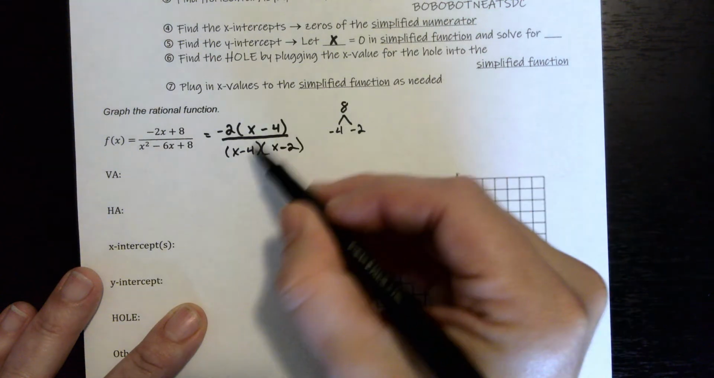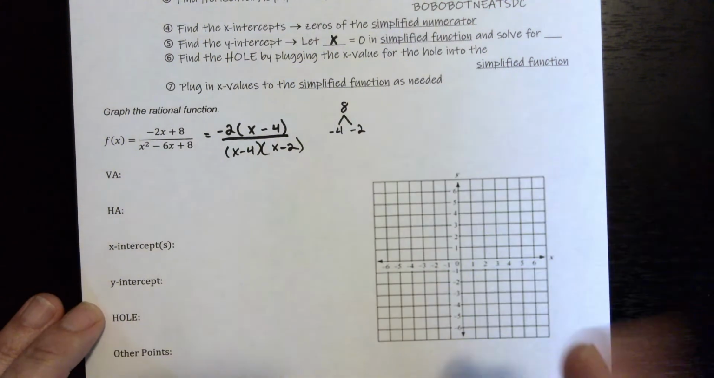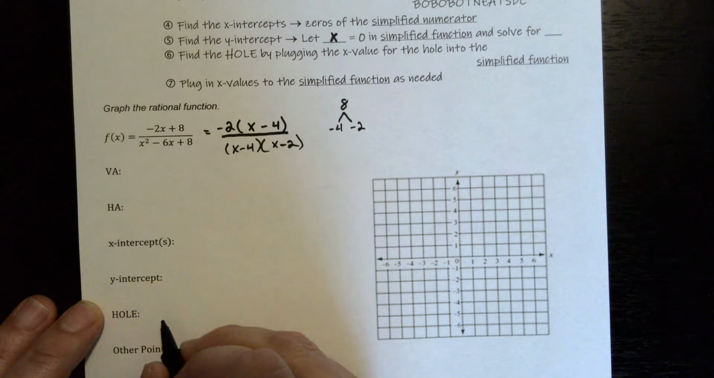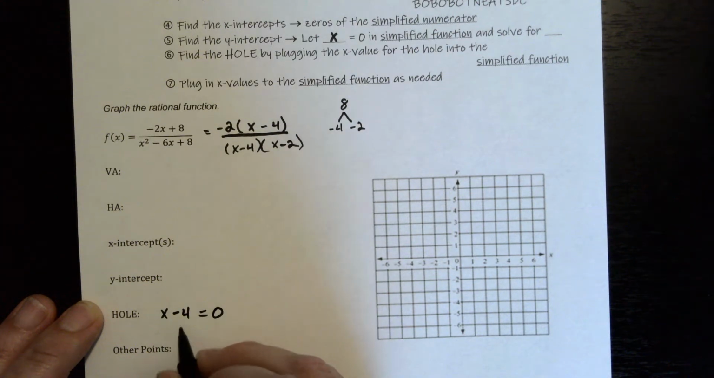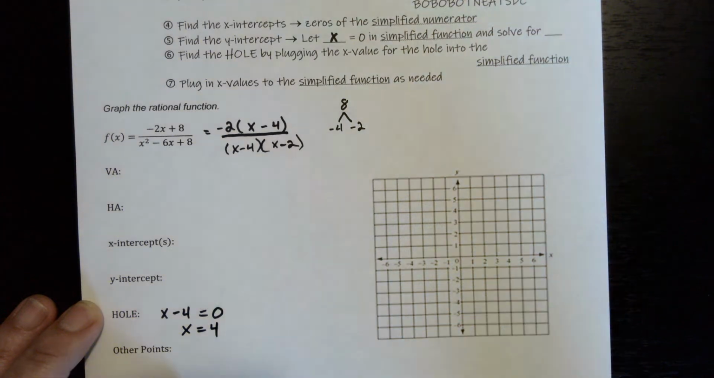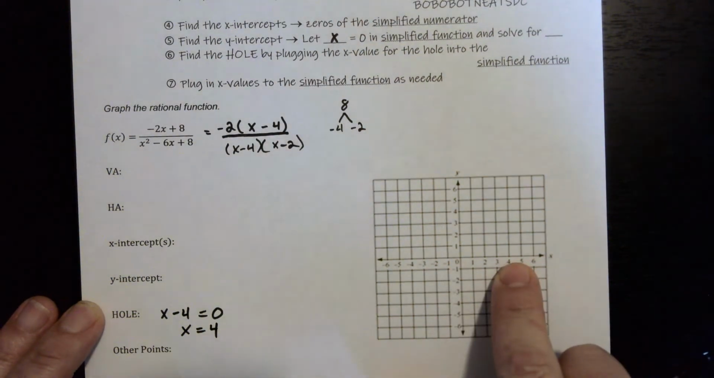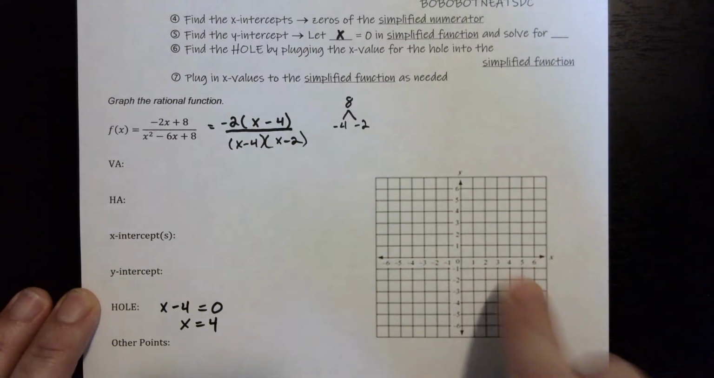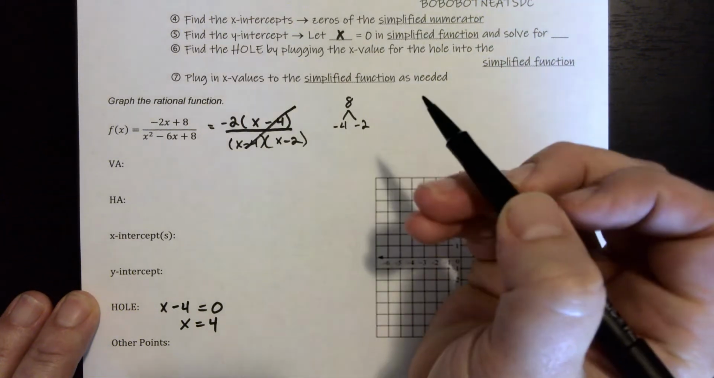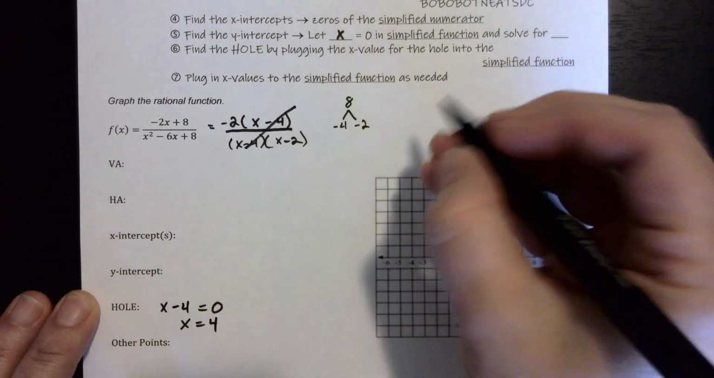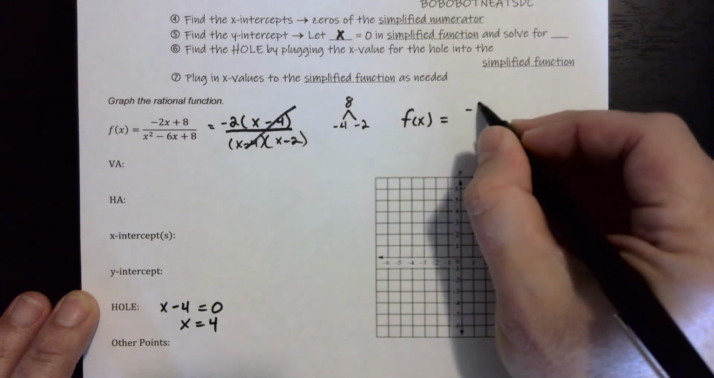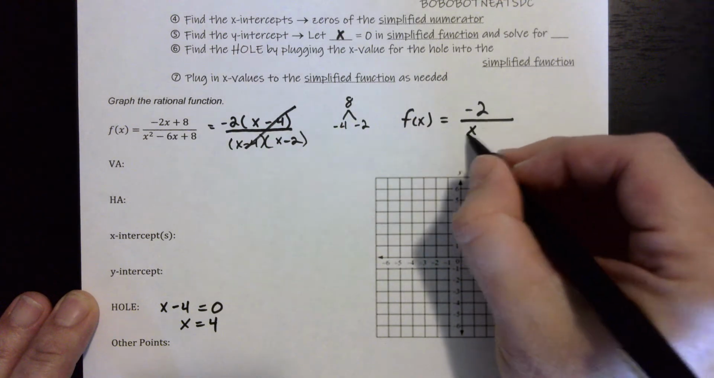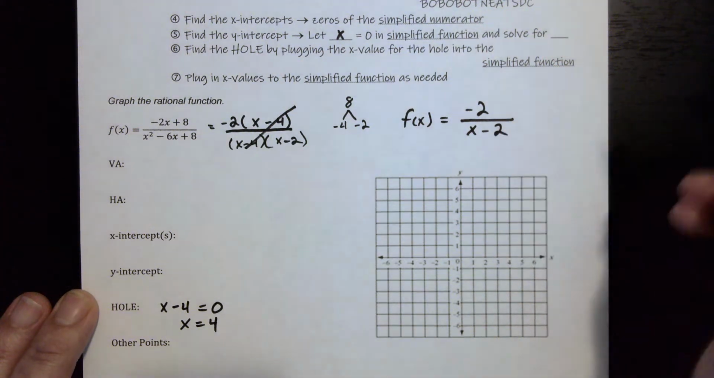The one that cancels out is the x minus 4. So I'm going to go down to where it says hole, and I'm going to say x minus 4 equals 0, which gives us x equals 4. So our hole is going to be located at x equals 4. We'll find the y value in a second. I cancel that out, and I'm left with the function f of x is equal to -2 over x minus 2. So this is my simplified function.